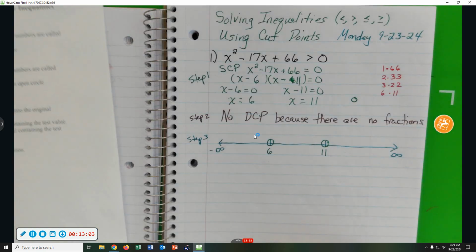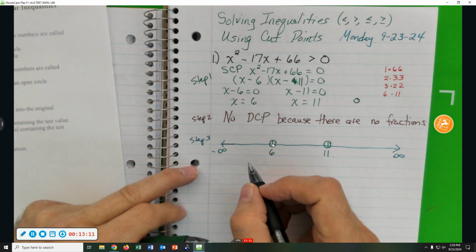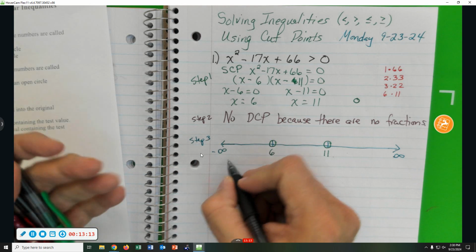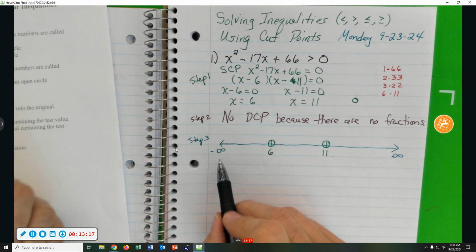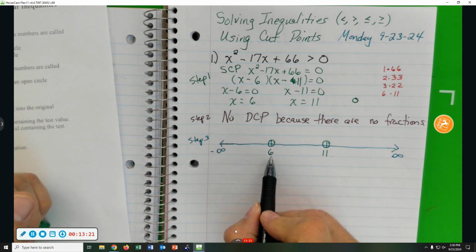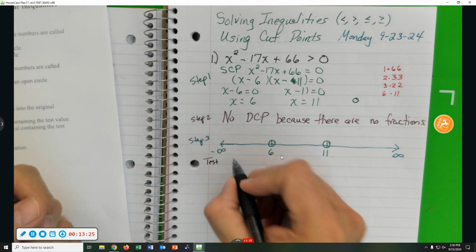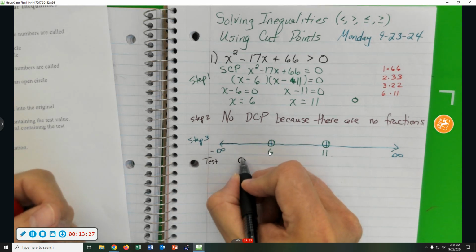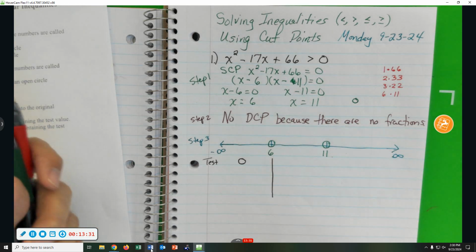Looking at this first interval here, a number to the left of 6. What's an easy number to the left of 6? You could use negative 1 million, but that's not an easy number. What's an easy number? 0. If 0 is a cut point, you can't use it as a test value, but it's not a cut point. And so 0 is the number I like to use.